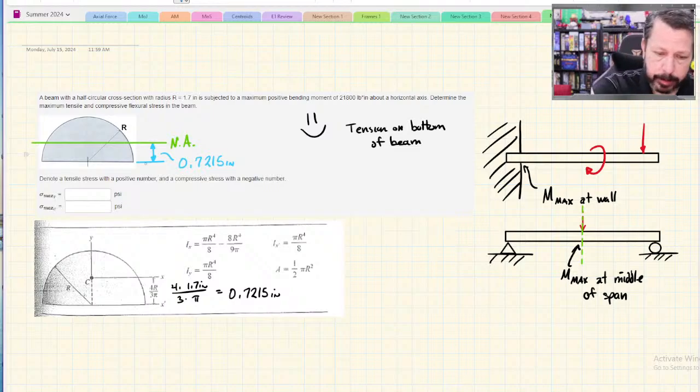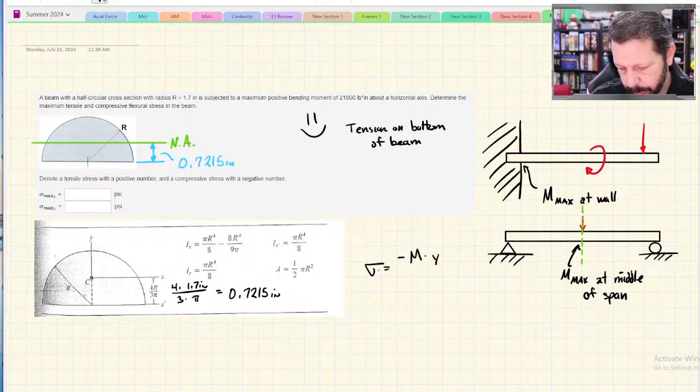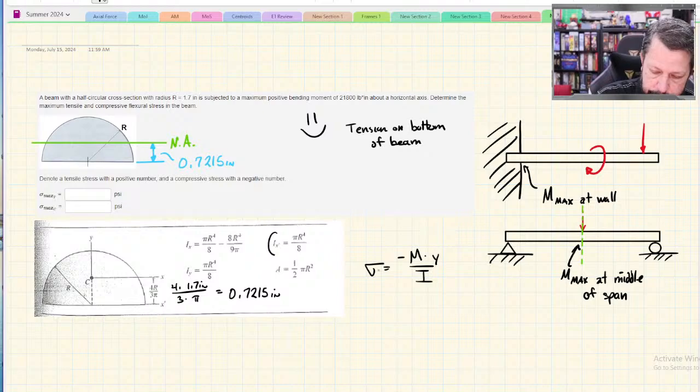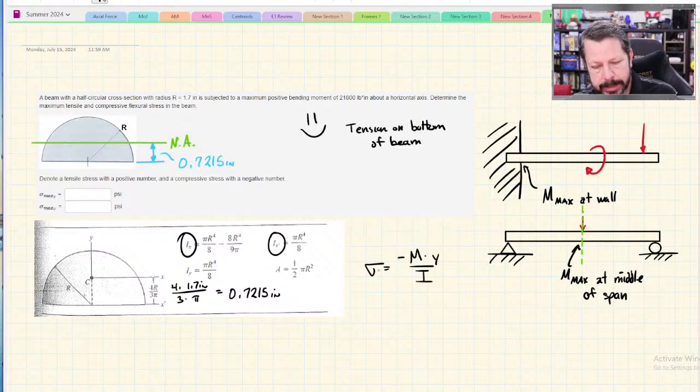Now, remember, we're trying to solve sigma equals negative M times Y over I. They gave us M. We have some values for Y, but we need I. So when you're doing this moment of inertia I, we need the moment of inertia about the centroid. And I think earlier, when I first introduced the centroids, I said that there is an x prime and an x equation. It's not always that x prime is a centroid or not. You have to look at the diagram.